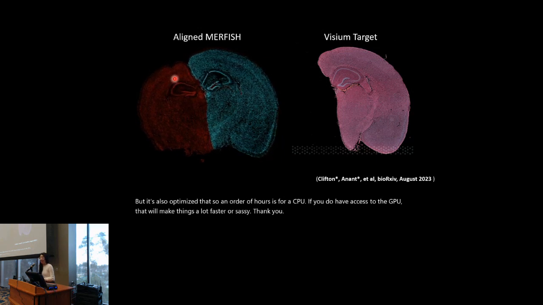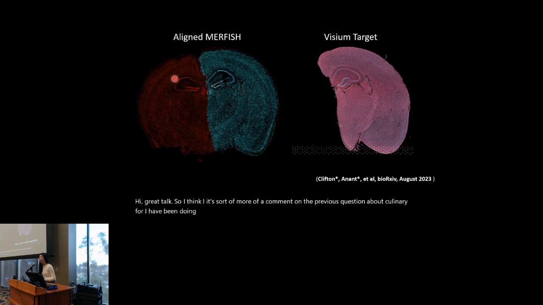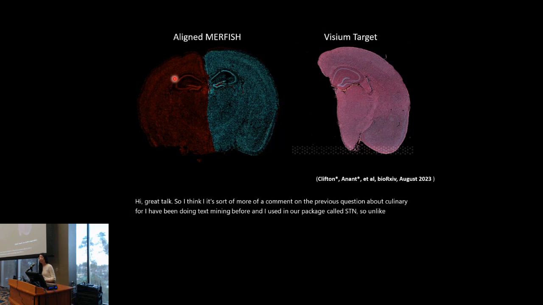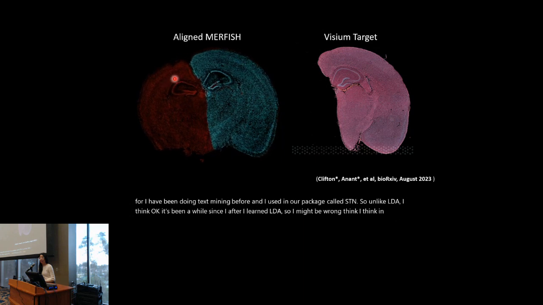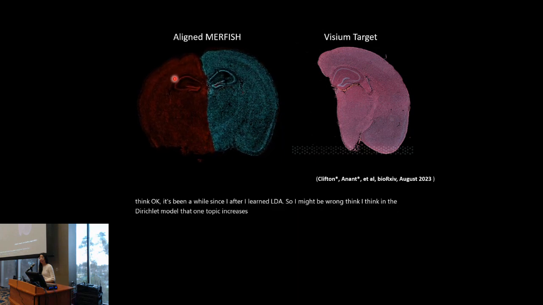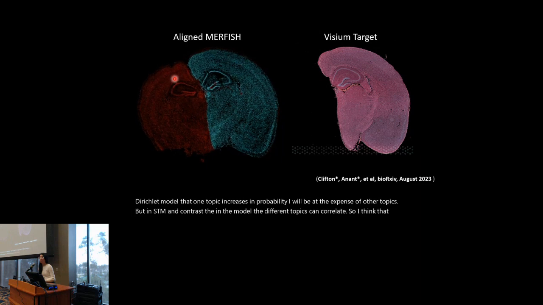Hi, great talk. I think this is more of a comment on the previous question about collinearity. I have been doing text mining before, and I used an R package called STM. Unlike LDA, I think, it's been a while since I learned LDA, so I might be wrong, in the Dirichlet model, when one topic increases in probability, that is at the expense of other topics. But in STM, in contrast, the different topics can correlate. So I think that might help with the collinearity.